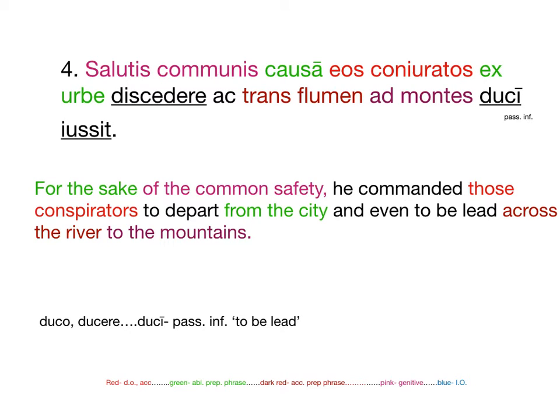But we went through this sentence yesterday. The one thing in this sentence that was really important is that causa, when it's in the ablative, it's usually going to be cause or case. But in the ablative like this, it's going to actually be for the sake of, which is a very specific translation. And it's going to go with a genitive. And even though genitives are usually after the noun they are possessive of or going with, these are actually before. So that's kind of a weird way to start the sentence. It's for the sake of the common health or safety. And then we had a dropped subject. We went all the way to the end for eum. Said he commanded those conspirators to depart, discedere is our infinitive, to depart from the city and be led, passive infinitive of ducere, across the river to the mountains.